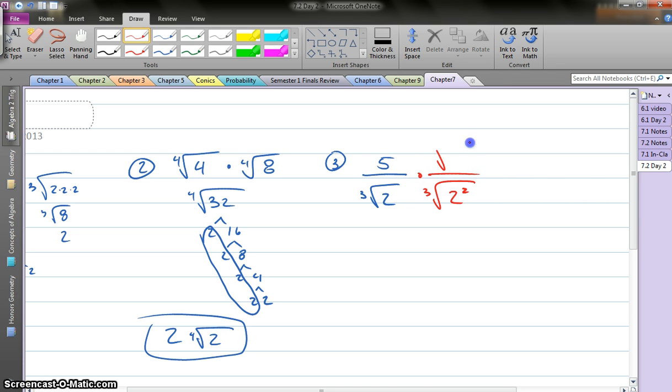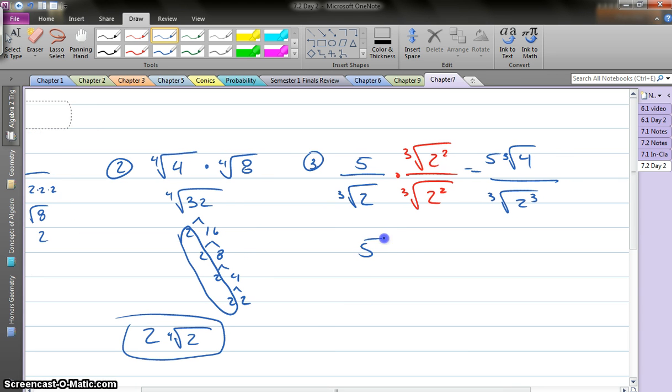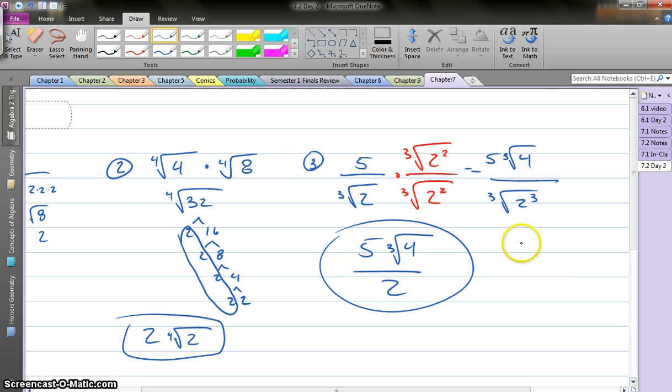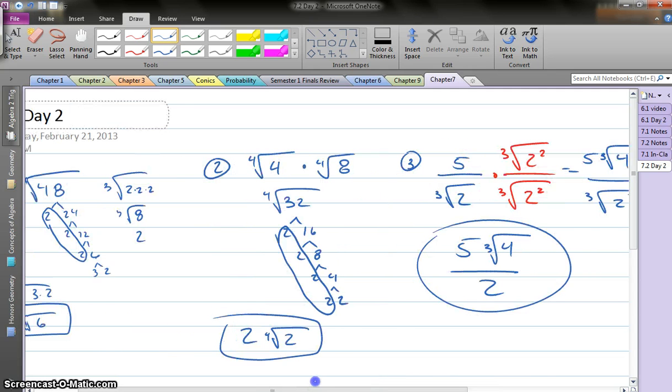Whatever you do to the bottom, you have to do to the top. So when you multiply straight across, you get 5 times the cubed root of essentially 4, because 2 squared is 4. Then down here, I now have created a perfect cube, because I have the cube root of 2 to the 3rd, which is just 2. So I have 5 cubed root of 4 all over 2. Now, in the event this was like a 6, you could divide those two and put 3 cubed root 4. But because these two aren't divisible, you have to stop. Numbers with numbers, roots with roots. So not so bad.